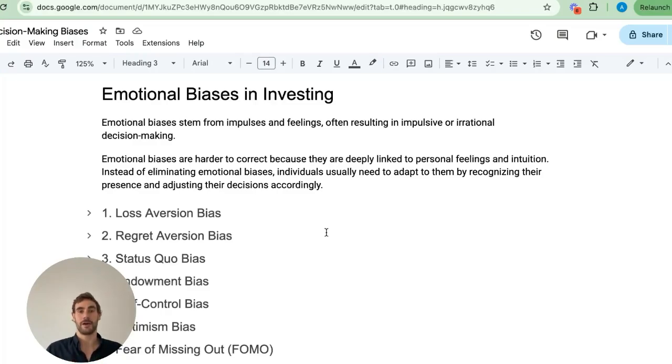And with that, guys, there you have it. The entire list of emotional biases in investing.